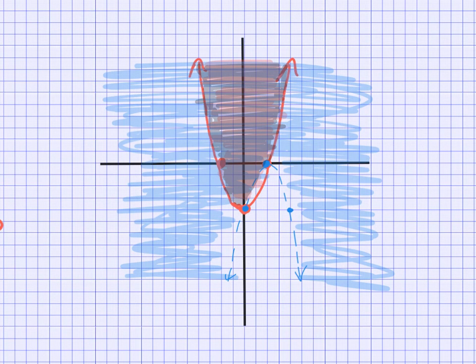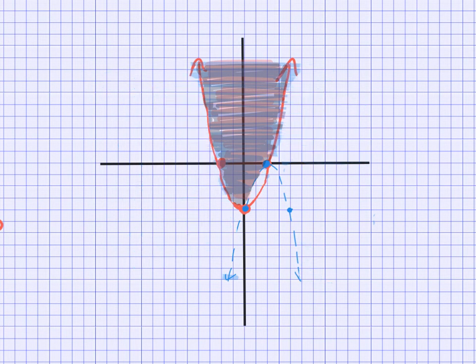And so I am actually going to go ahead and erase this other shading because that's not a part of our final answer. That was just helping us get to our answer. And so after carefully erasing, this is what our final answer would look like.